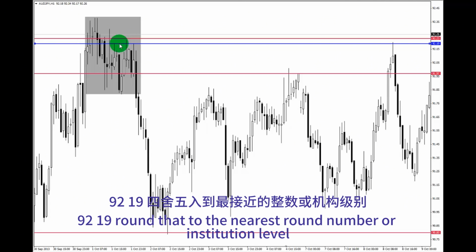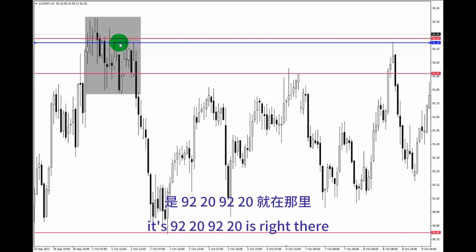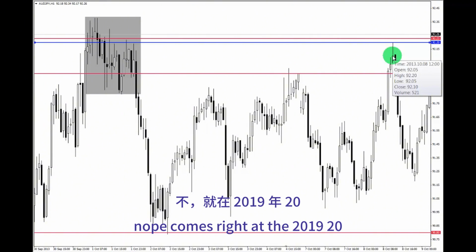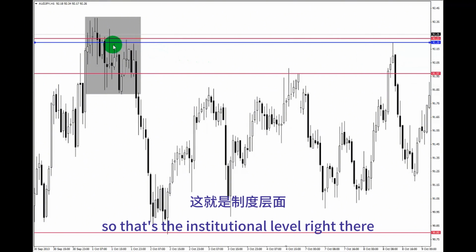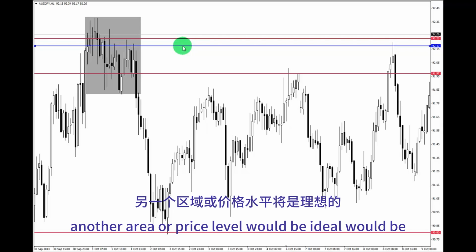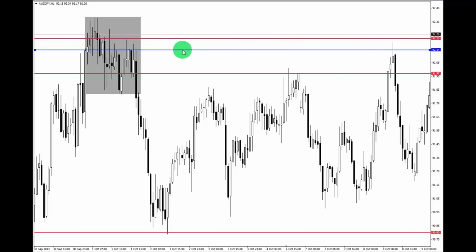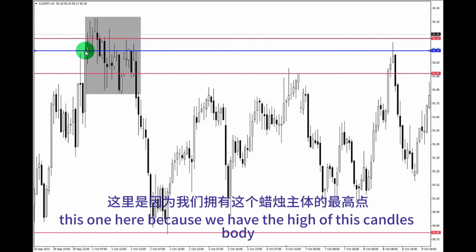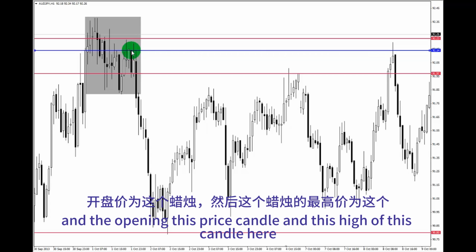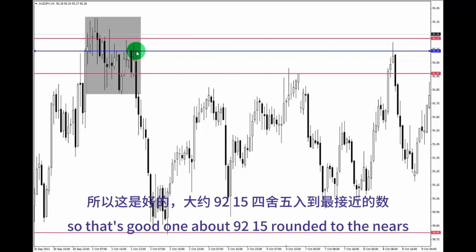Okay, 92.19. Round that to the nearest round number or institutional level. It's 92.20. 92.20 is right there, and I think the actual high in this candle is the 19. Nope, it comes right at the 20. 92.20. So that's the institutional level right there. We would have as potential area to look for as price moved higher. Another area or price level that would be ideal would be this one here, because we have the high of this candle's body, and we have the high of this candle and the opening of this price candle and this high of this candle here. So that's a good one.